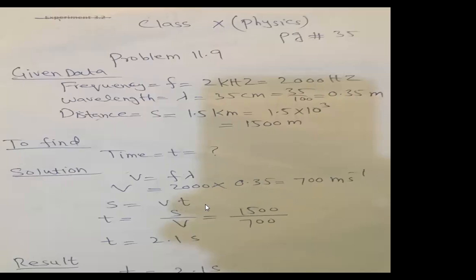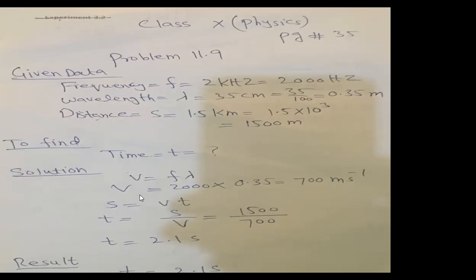So S is equal to Vt, and we want to find T. Why did we find V? Because we don't have V in this numerical. We were not given V. So first we found V with the help of the formula V is equal to f lambda, because we were given f and lambda. With the help of what is given to us, V is found to be 700 meter per second.